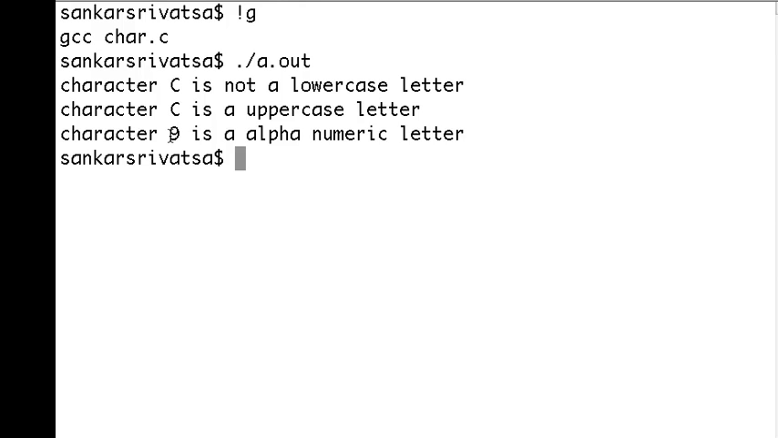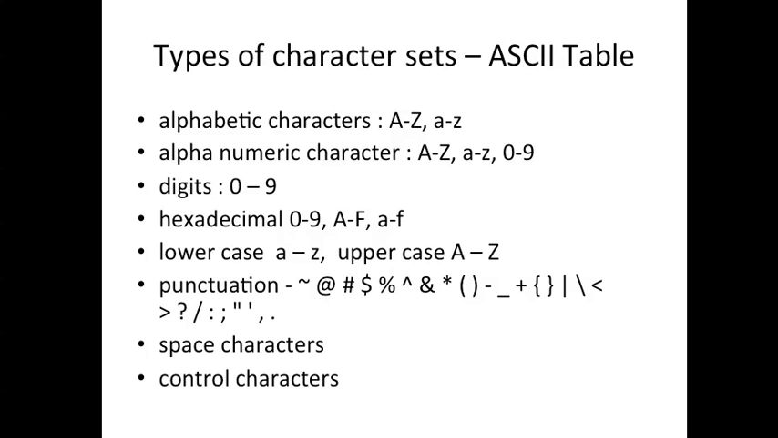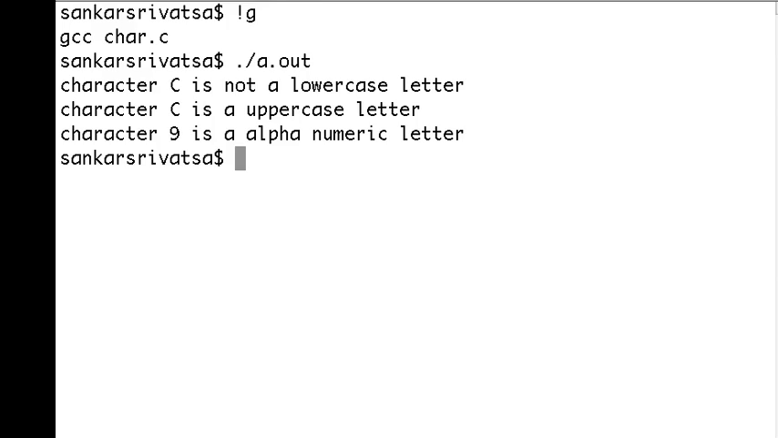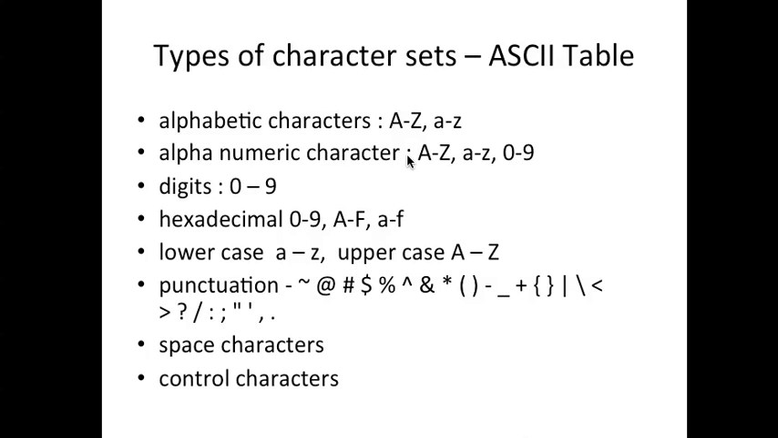Nine is an alphanumeric character. Okay, an alphanumeric character is a character that contains, if you go back to the PowerPoint, sometimes it takes a lot of time here. Okay, oh, there it is. Oh, it's so slow. Alphanumeric characters are uppercase A to Z, lowercase a to z, and the digits 0 to 9.